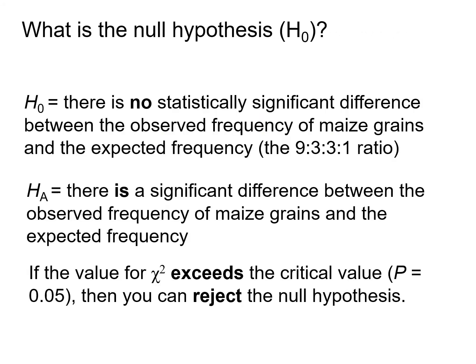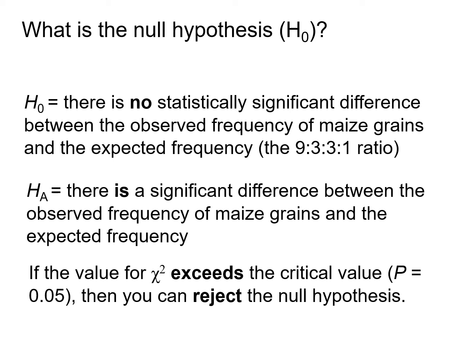Just as before, when we're talking about the null hypothesis, we use the standard format, and in this particular case, we would say that there is no statistically significant difference between the observed frequency of the maize grains and the expected frequency, and you can mention the 9:3:1 ratio as part of that if you wish. Again, we can talk about the alternative hypothesis, where we simply replace "there is no" with "there is a", and exactly the same format as below.